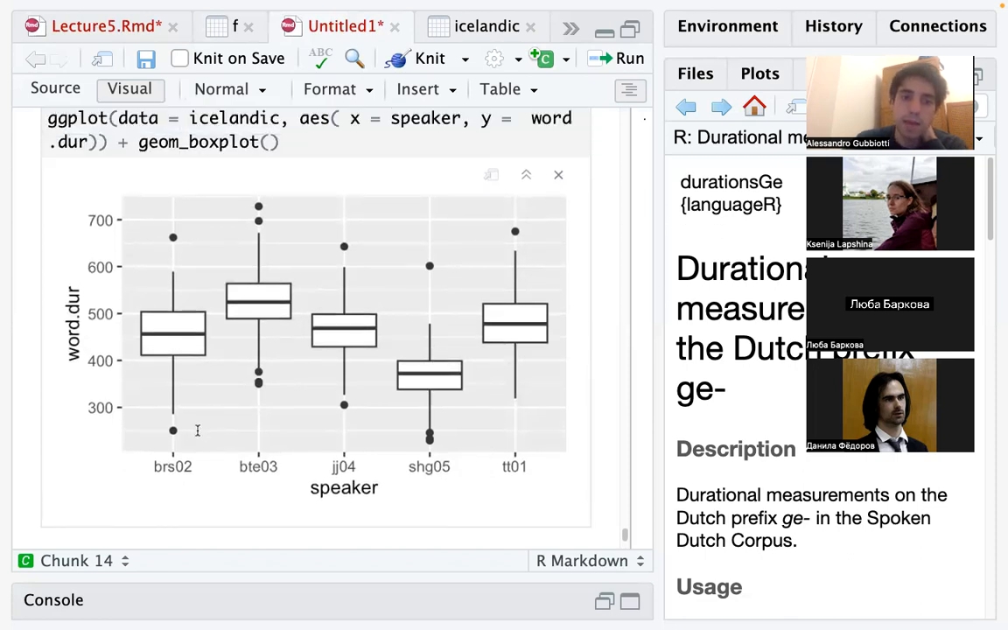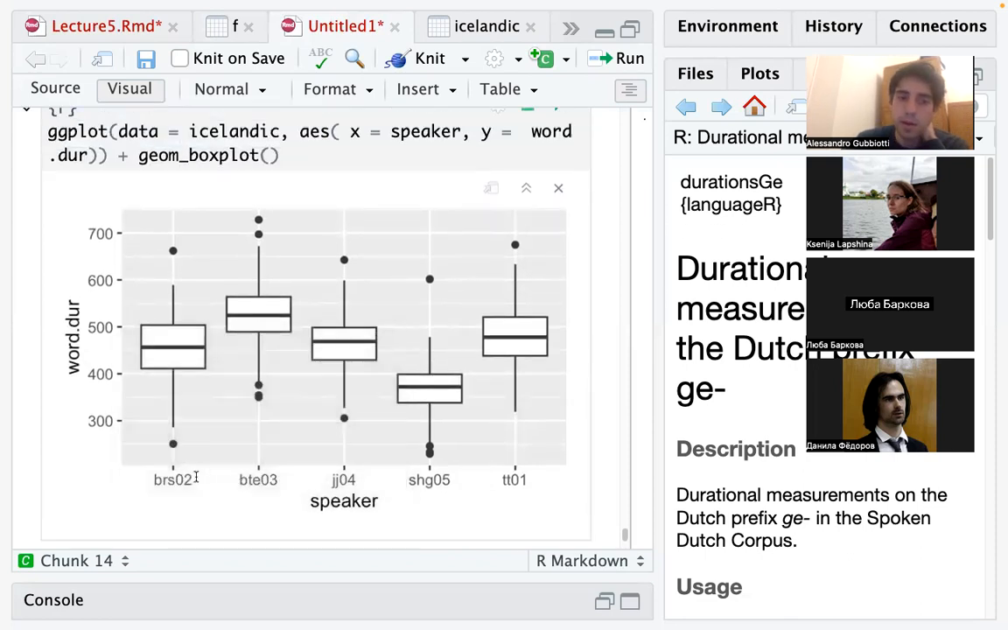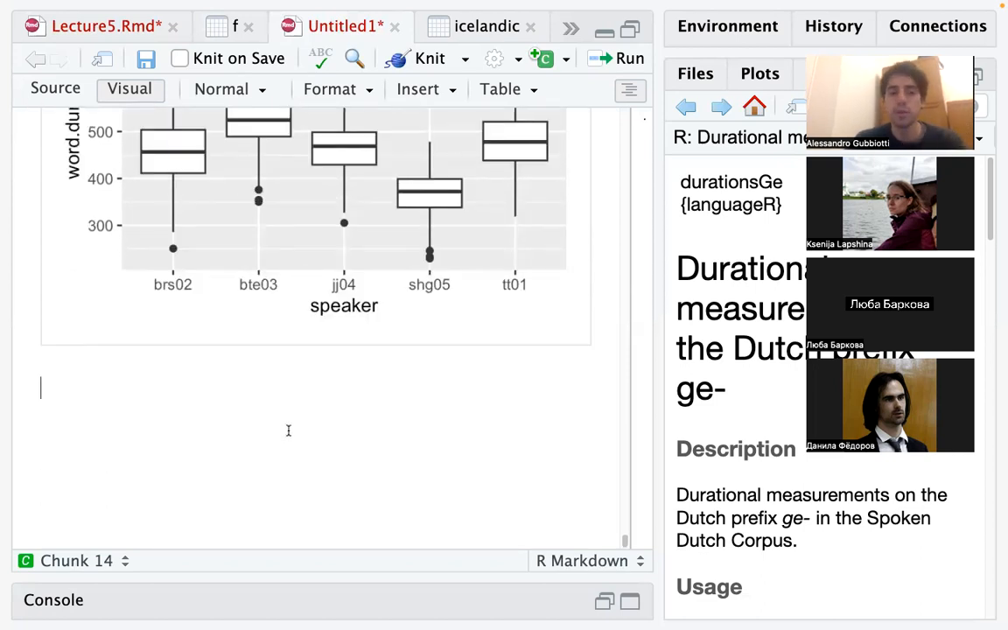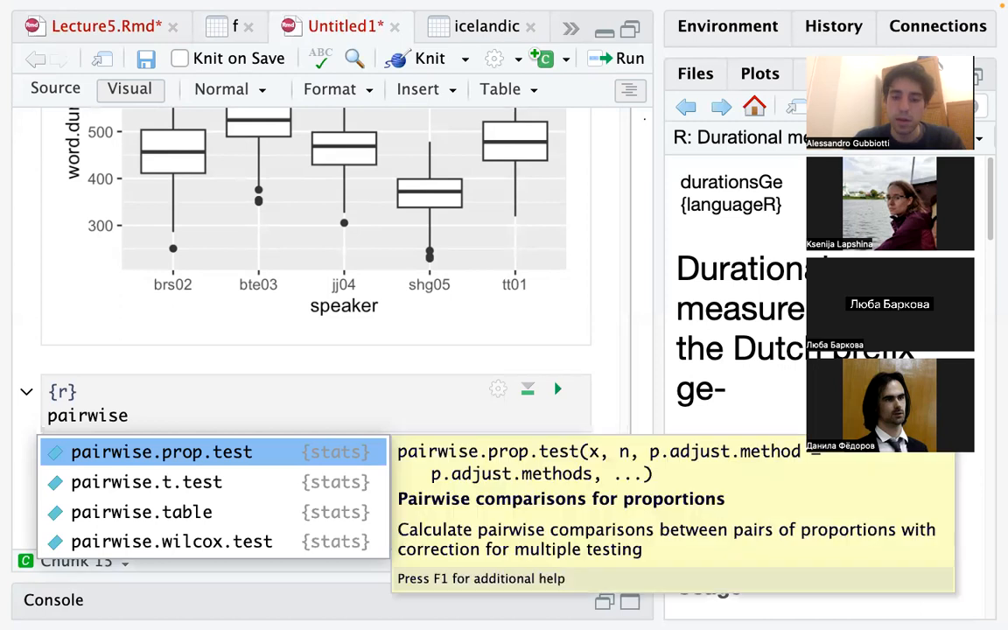And now I'm taking two guys like this BRS02 and this BTE03 and performing a t-test between the two data. But I want to do it for every pair. And R has a command that really makes life easy, which is pairwise t-test.